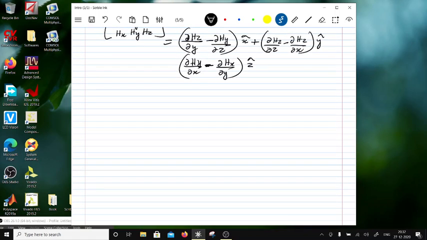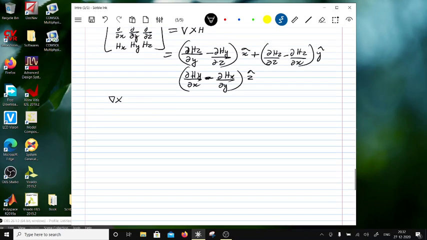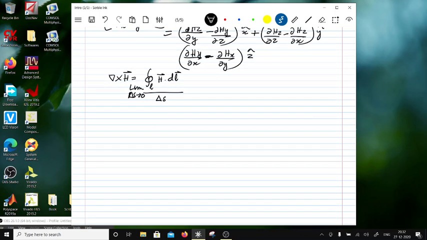So how is it defined? Curl of H. Basically, in history you have to make some corrections. You have to give credit to the real mathematicians, not to those scientists who stole away. Curl of H is defined as the loop integral of H over a completely enclosed loop, divided by the area enclosed by the loop, in the limit as the area tends to 0. So this is the definition of curl.